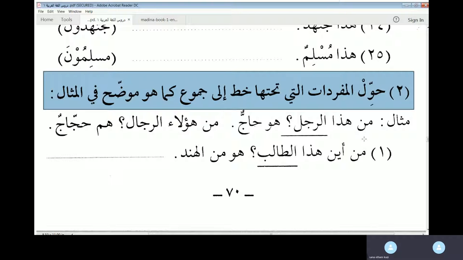Change the underlined singular words into plural, as it is arranged in the example. Mufradat means singular words. Mufrad means one singular word, and mufradat means more than one singular word. Change the singular words which are underlined.